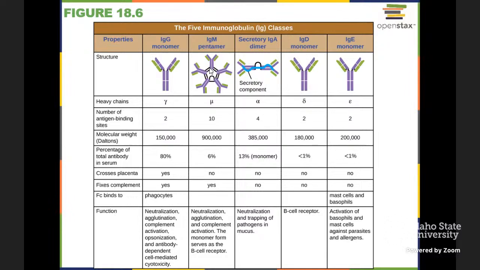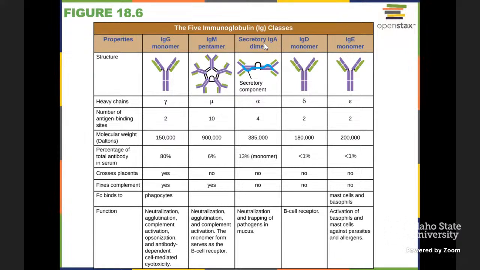IgM is considerably larger. It's a pentamer. So it's 5 of the Ys all cross-linked together to give you this big cog that's got the ability to look at a lot of epitopes. It's going to be the same thing, right? I'm only looking for triangles or circles or whatever it was from that image, all right? But I could snag 10 of them, if I truly could, all right, these guys could snag two, all right?